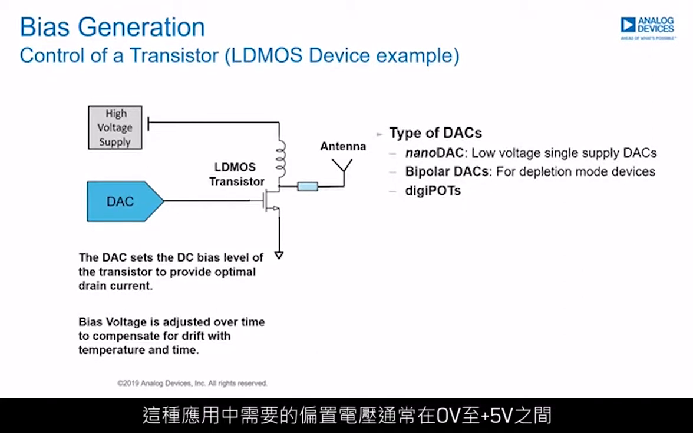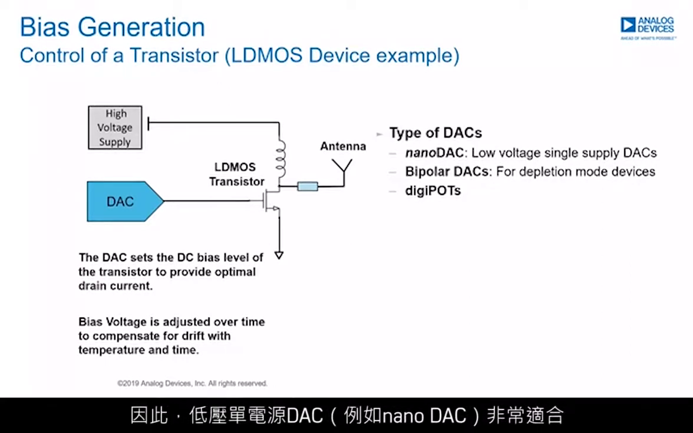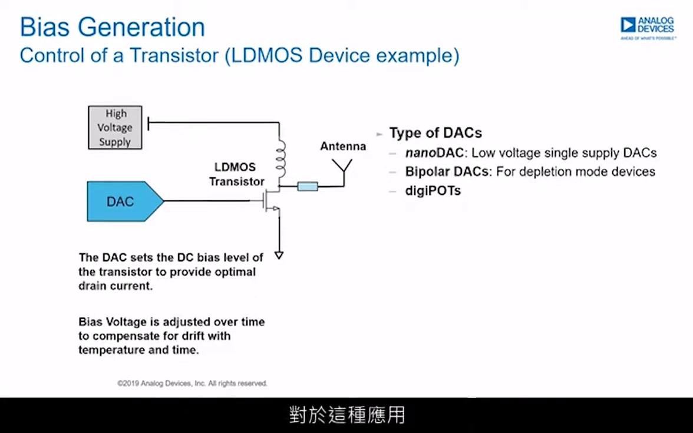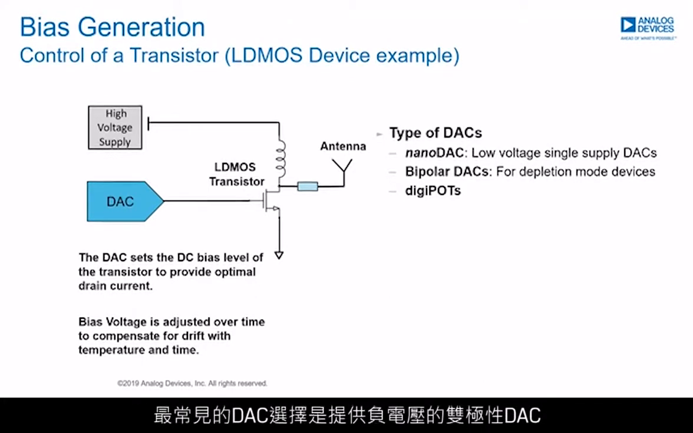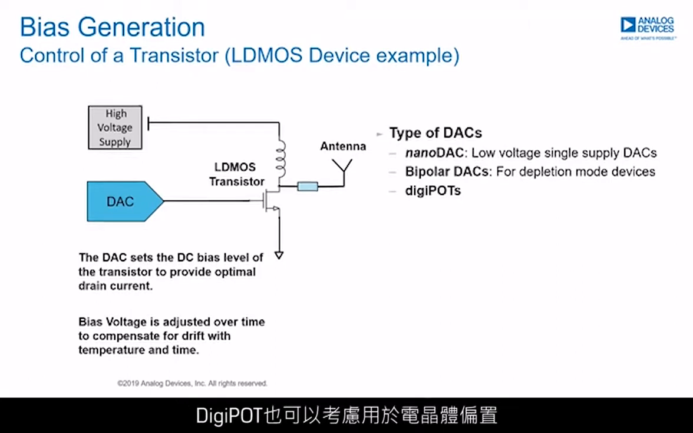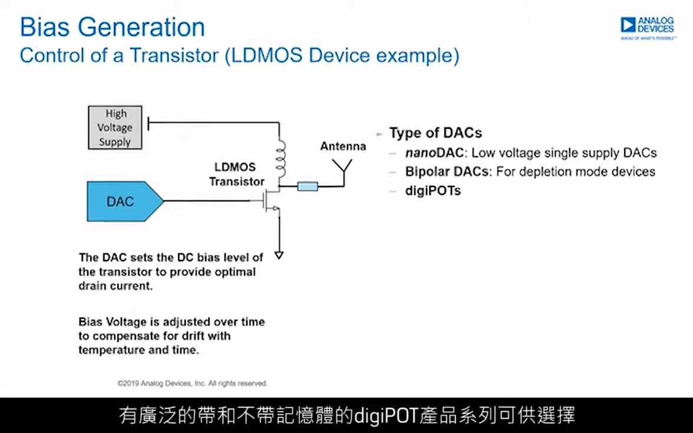The bias voltage required in this application is typically between 0 volt to +5 volt, so low voltage single supply DACs such as Nano DACs are a good fit. For depletion mode devices, the most popular DAC option is bipolar DACs, which offer the negative voltages. Digipots are also considered and used for transistor biasing, for which an extensive portfolio of digipots with and without memory is available.